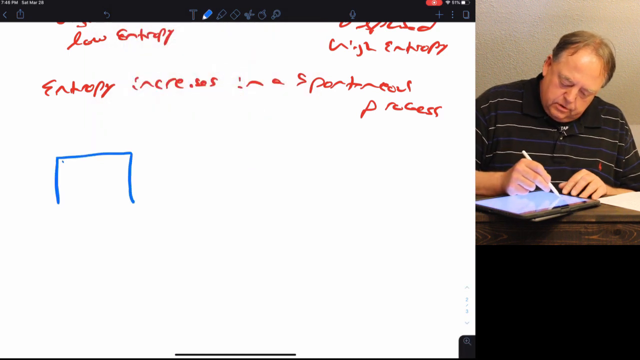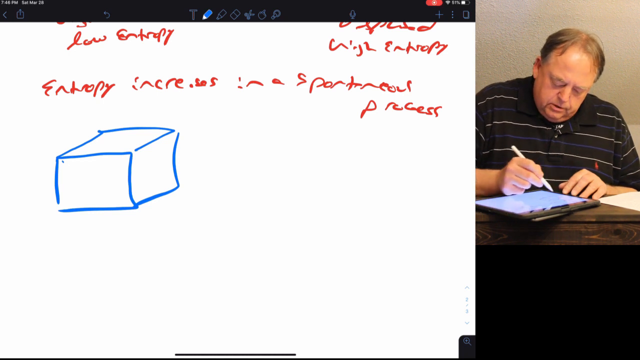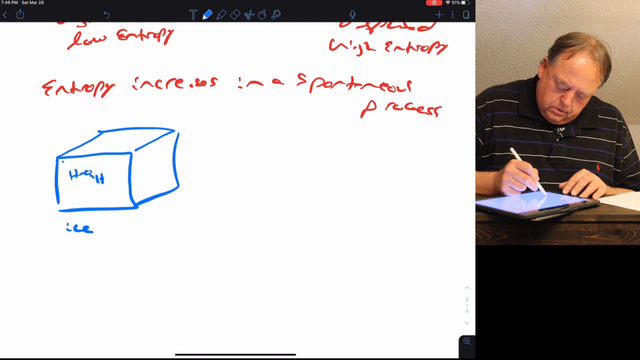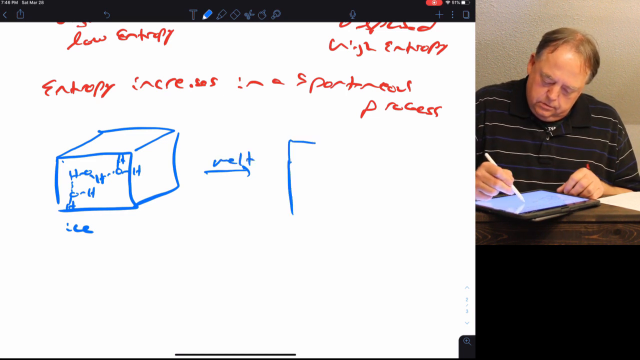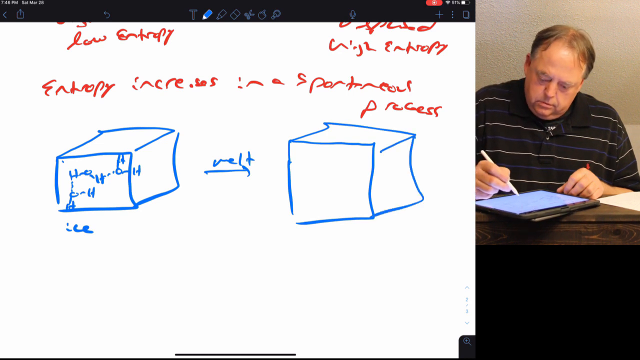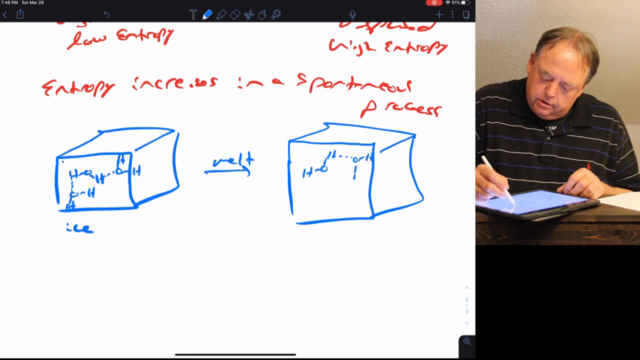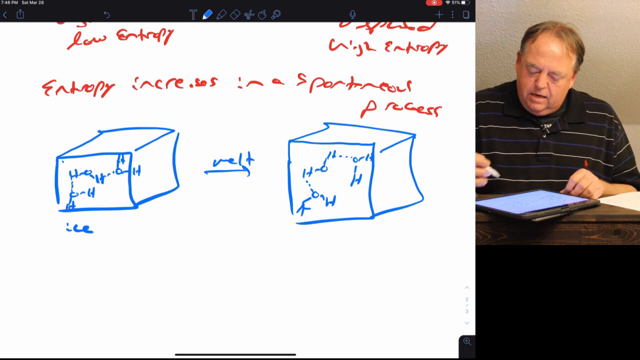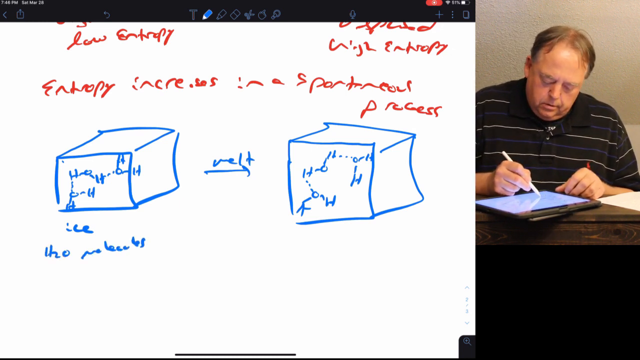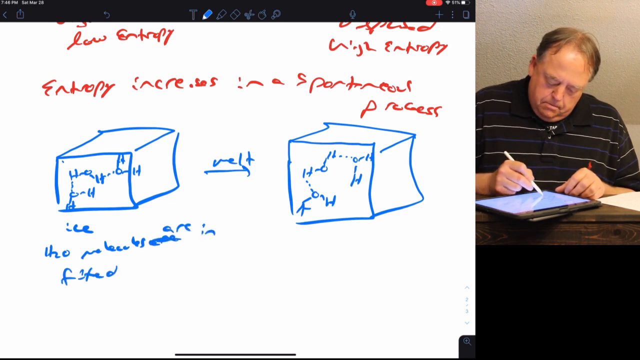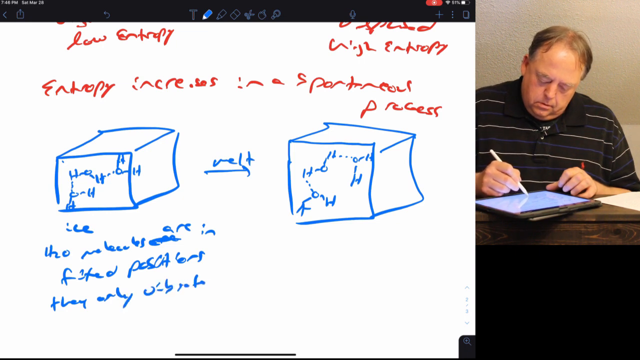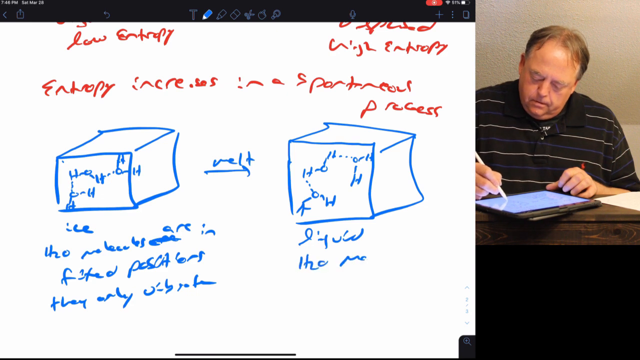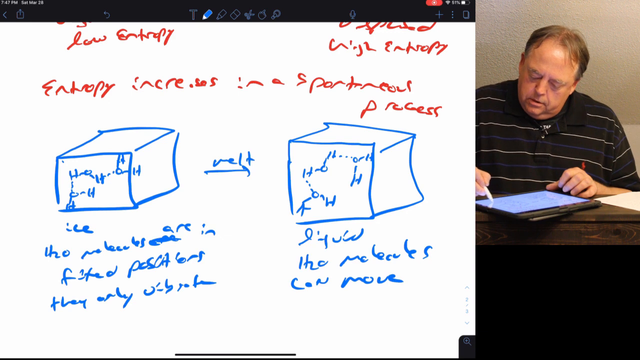Okay, so just one more example, a chemical example. If we had a block of ice, at the molecular level, if you remember from Chem 1, what this looks like is water molecules all hydrogen bonded to each other, and then if this melts, of course the water molecules are still hydrogen bonded to each other, but what's different is that here the H2O molecules are in fixed positions, they only vibrate. Whereas here in the liquid, the H2O molecules can move.